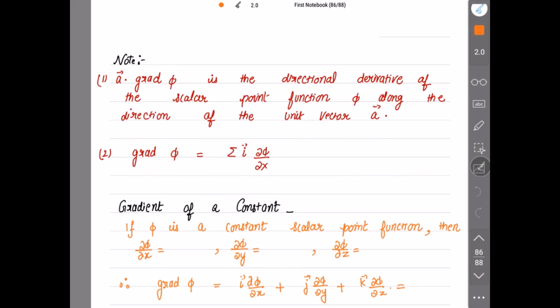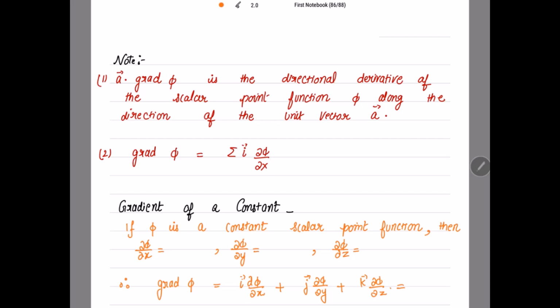So there is a note. A vector dot grad phi is the directional derivative of the scalar point function phi along the direction of the unit vector A. So A denotes your unit vector, right? And grad phi is summation i del phi by del x. These are your two notes.